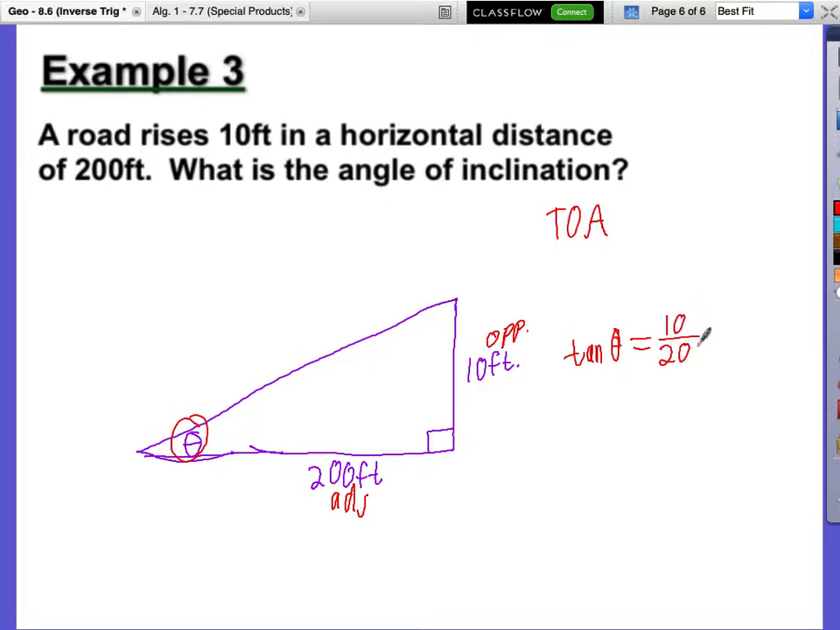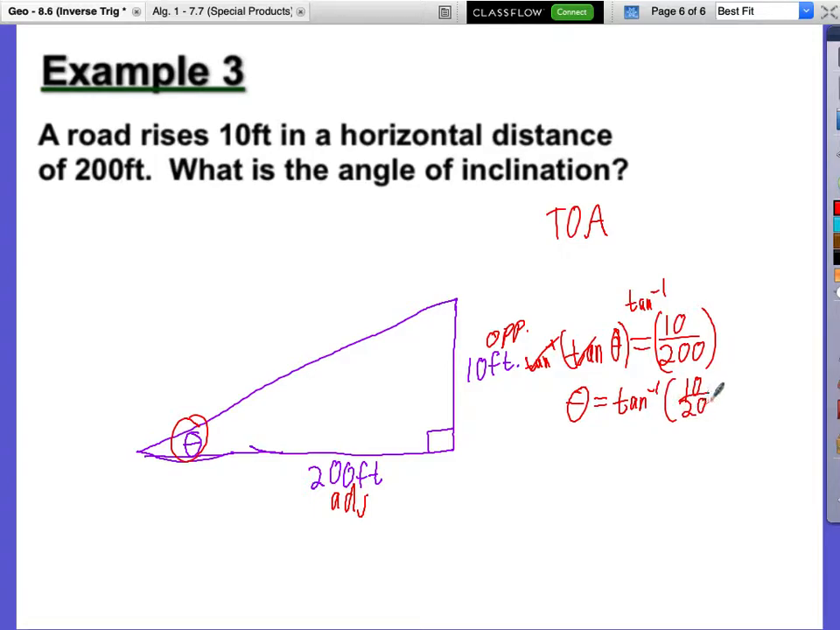10 over 200, opposite over adjacent. Now how do we get theta by itself if we're looking for this angle, William? Inverse of tangent. You take the inverse tangent of both sides. Now the inverse tangent and the tangent undo each other, so what are we left with on this left side? Just theta or x, whatever our variable is we called it, is equal to the inverse tangent of 10 over 200.